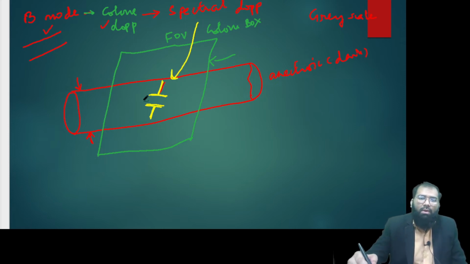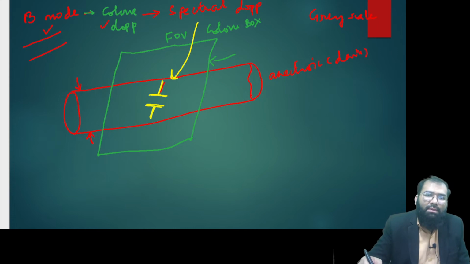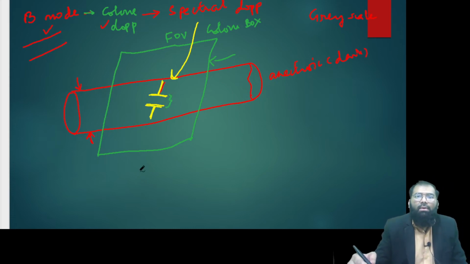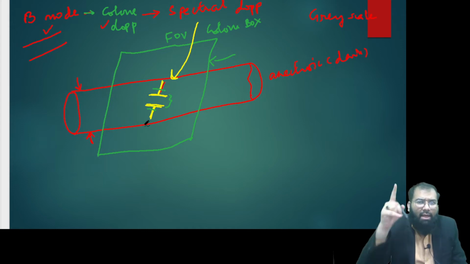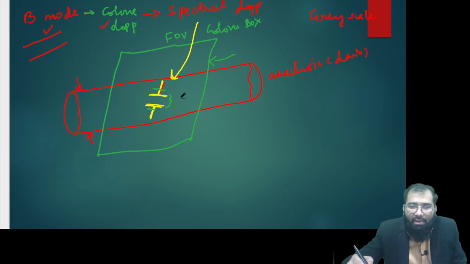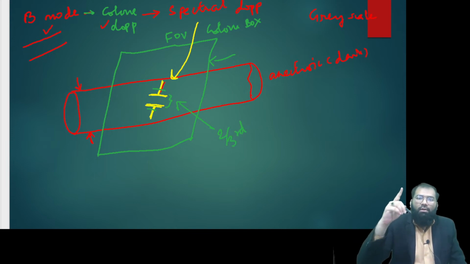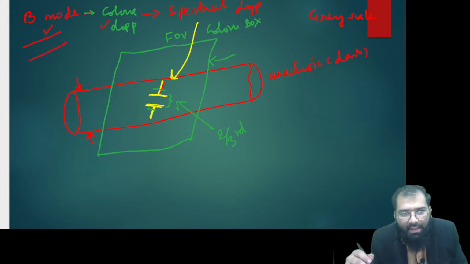Now this gap between these lines that you are able to see, this is called the gate. Okay, this is called the gate. This gate can be increased or decreased, but very important, this gate should be kept such that it is in the center of the lumen and it occupies 2/3 of the luminal diameter. Okay, 2/3 of the luminal diameter. Such is the gate.